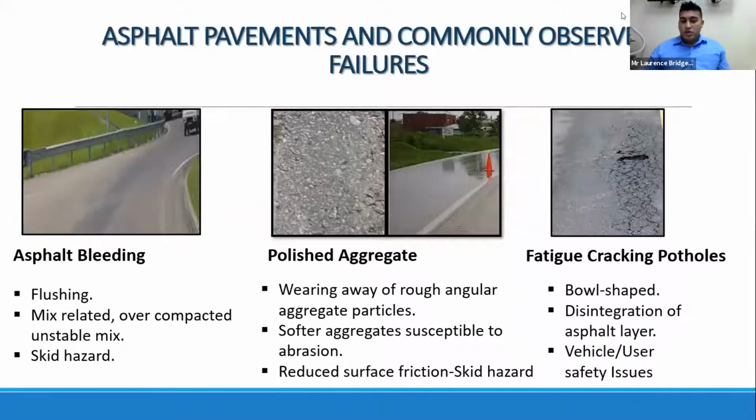In addition to structural defects, some of the other commonly observed pavement defects within our roadways are the surface defects. Some of these include the asphalt bleeding, commonly referred to as flushing, which is a mix-related defect resulting from poor mixes. It also provides a skid hazard, particularly in times of rainfall.